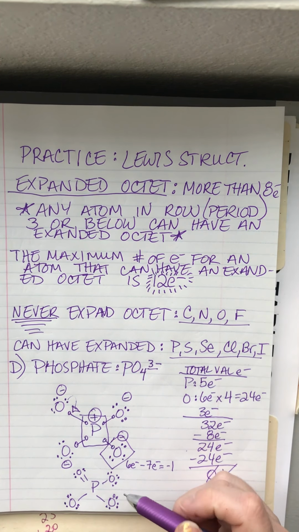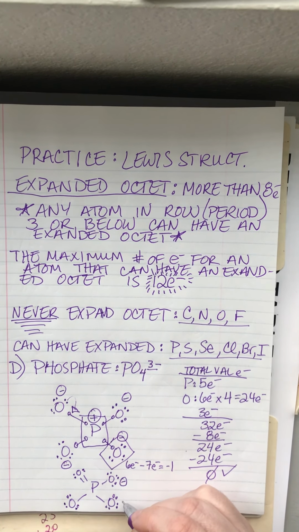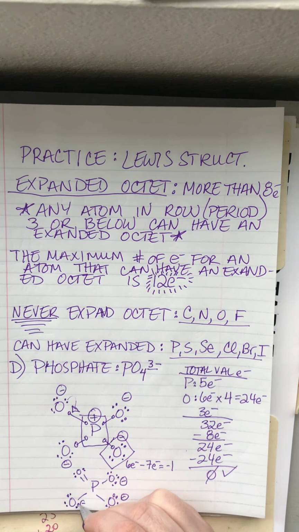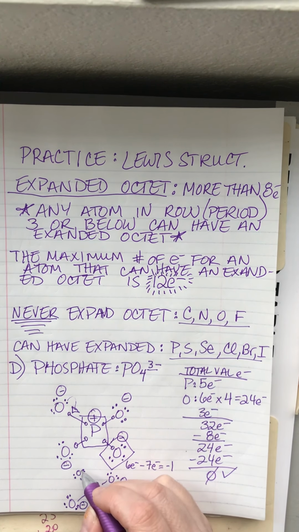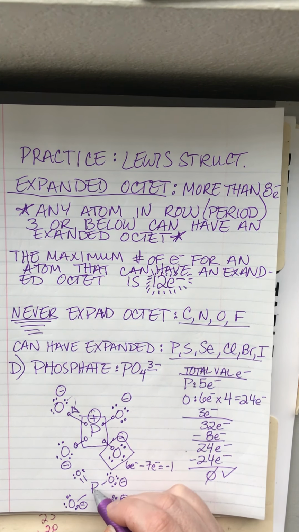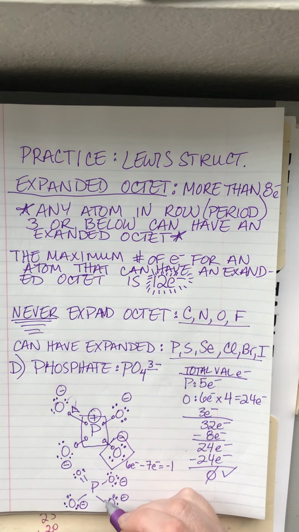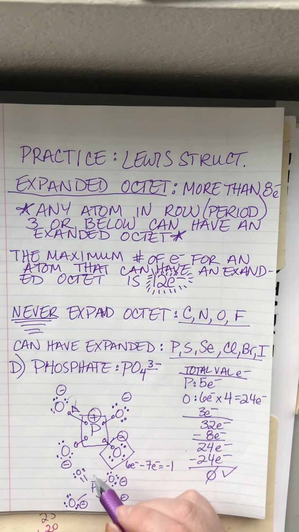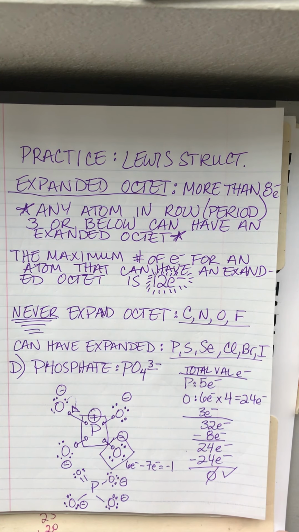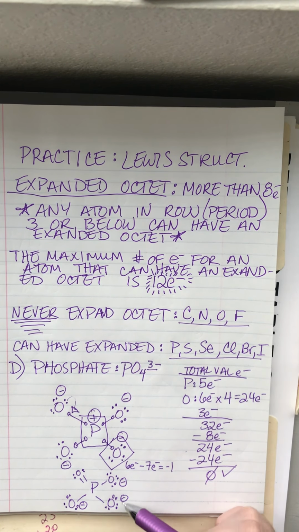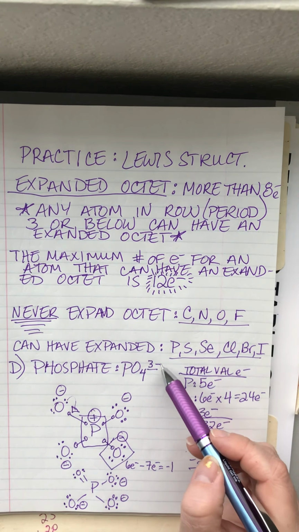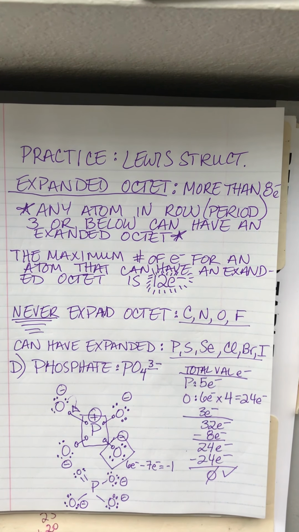Right, I get this new structure where I have a negative charge on each one of these oxygens, no charge on this guy, and now phosphorus has 5 electrons directly around it, so there's no charge on phosphorus. So we see there's a -3 charge overall, which is good because that's what our polyatomic came with.